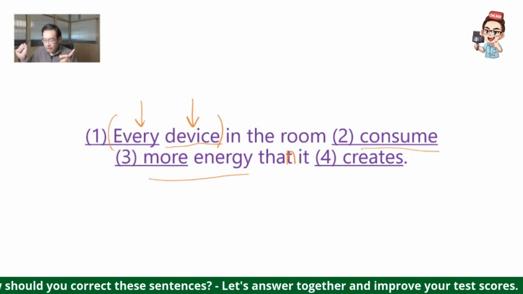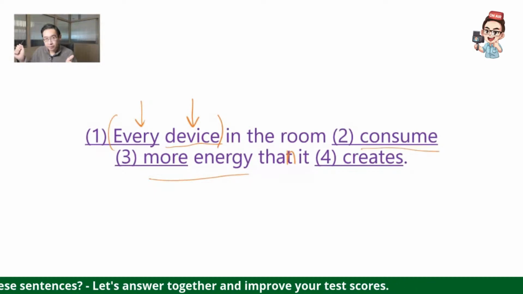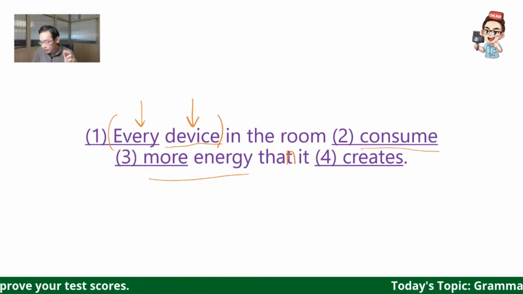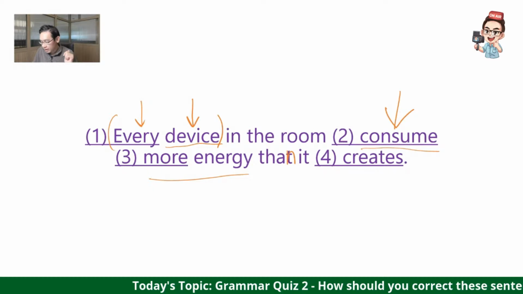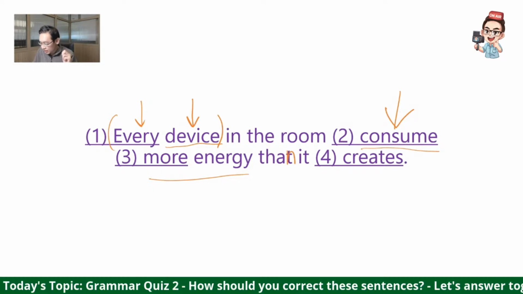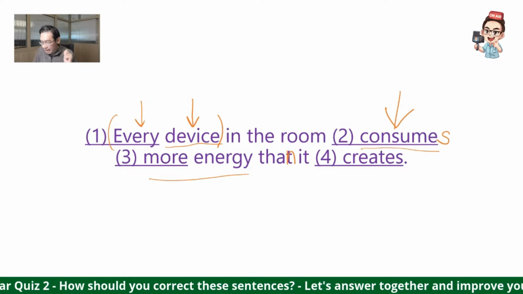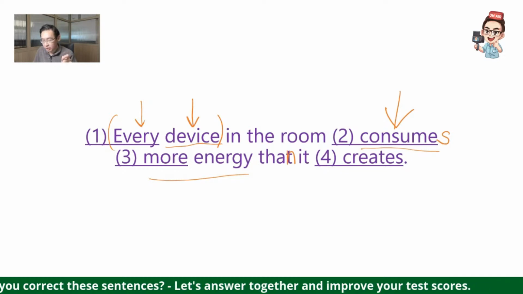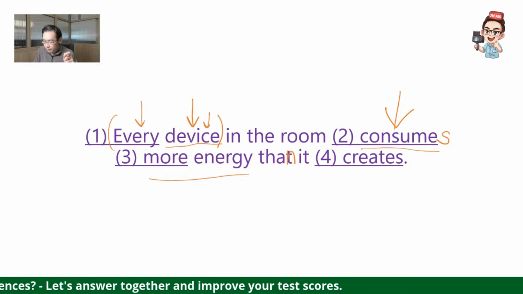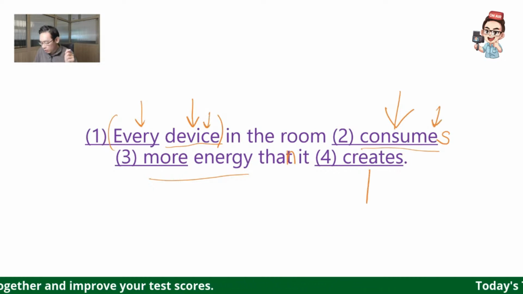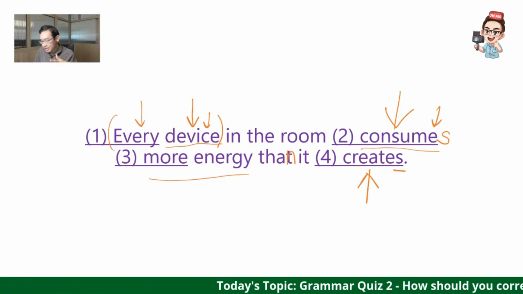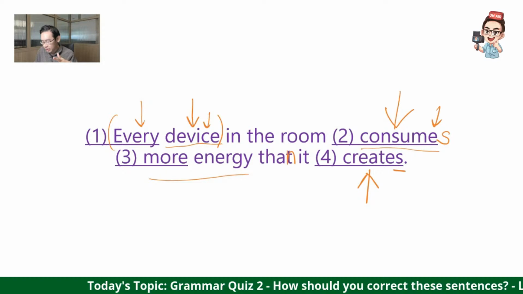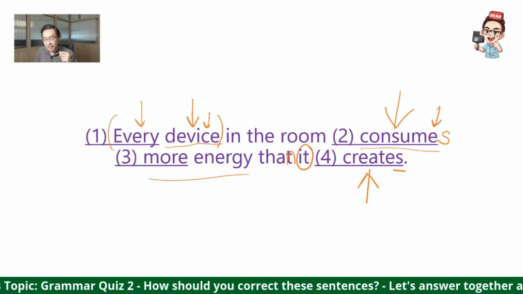Since the noun is singular, what happens to the verb? The verb needs to be singular as well. And if it's in the present simple, we can't write consume like this. We need to correct it and change it into consumes. Okay, every device consumes. This is correct because the subject is singular. And likewise, we can see that here we use create with s, creates, as a singular verb because the subject for this part is singular as well.